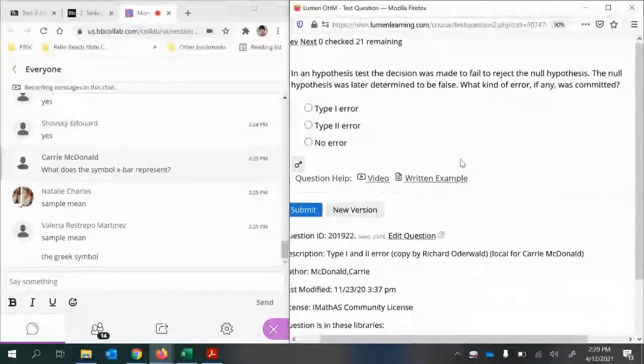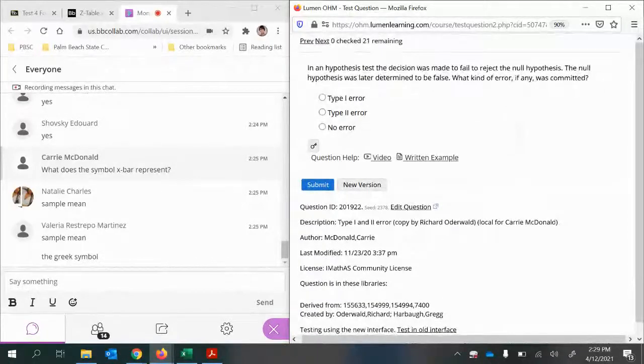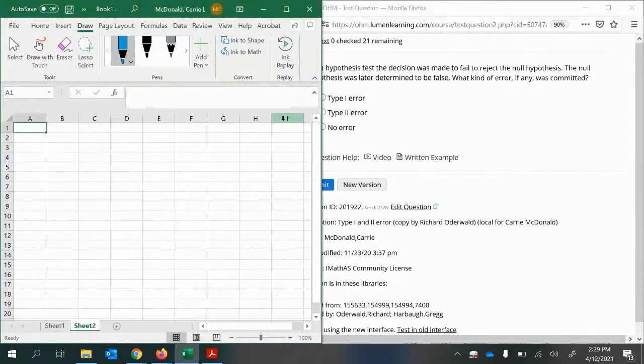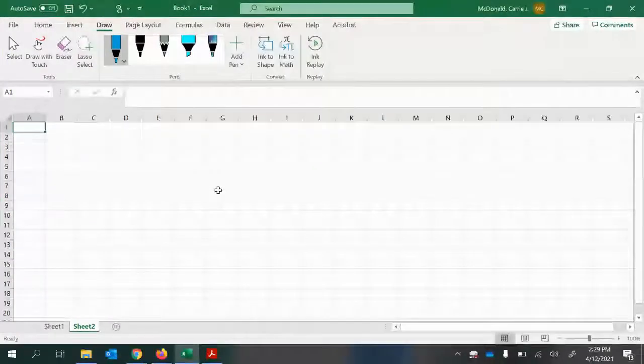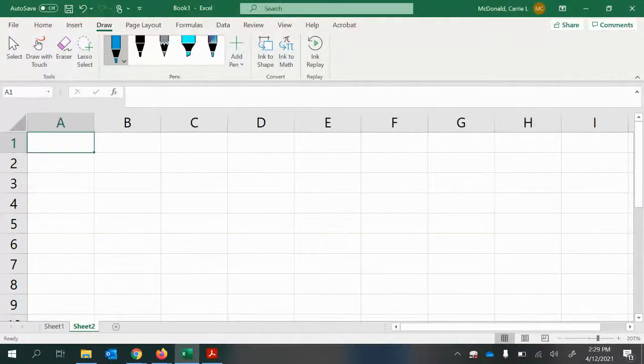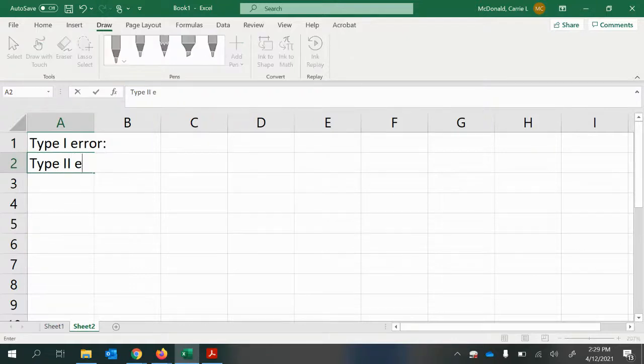In a hypothesis test, the decision was made to fail to reject the null hypothesis. The null hypothesis was later determined to be false. What kind of error, if any, was committed? Okay, so we should talk about the types of errors that can happen when you're doing hypothesis tests. Type 1 error and type 2 error.